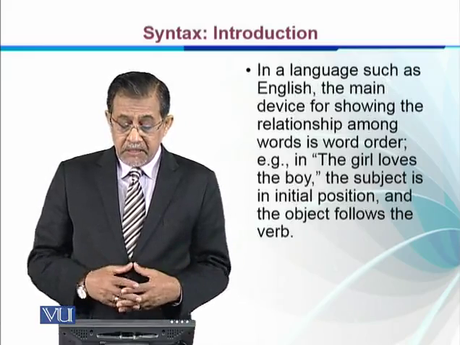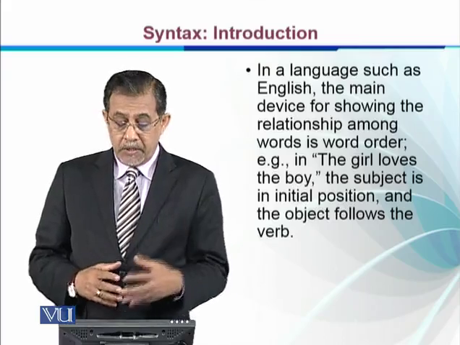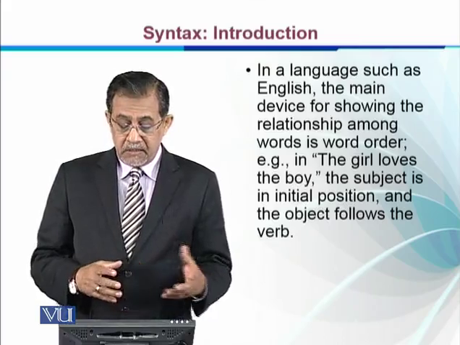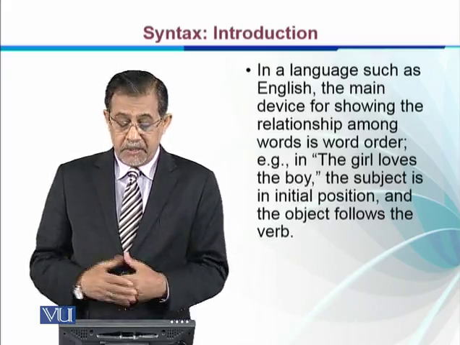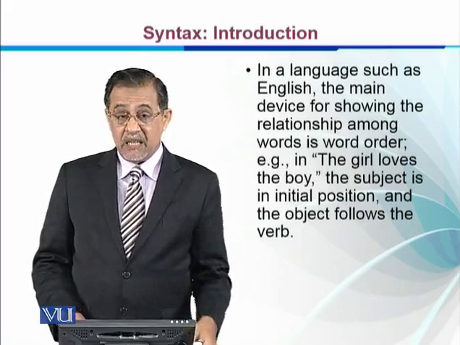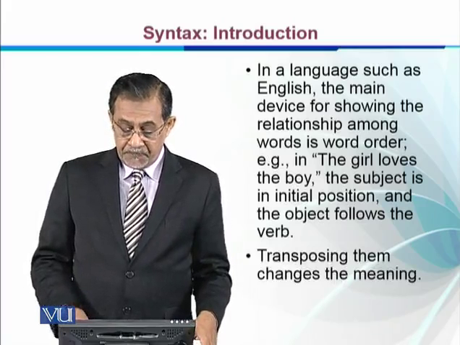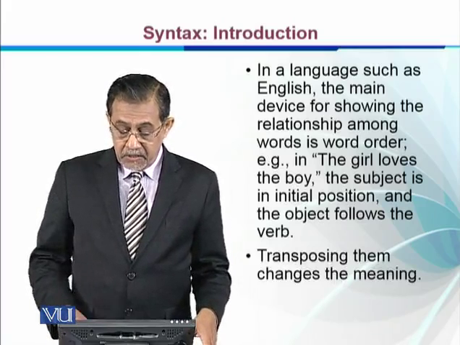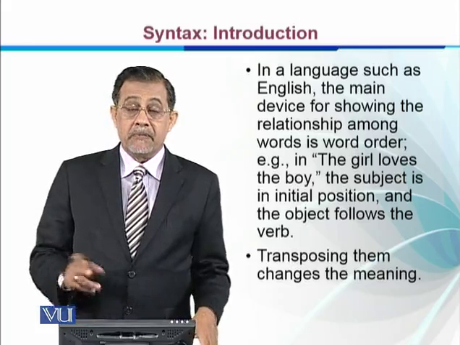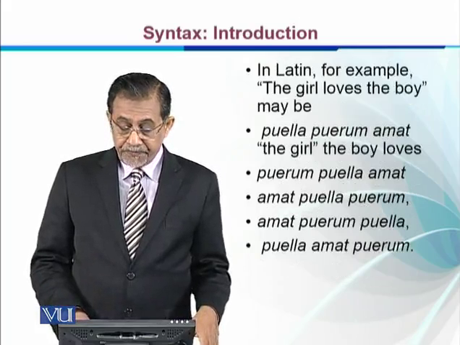Similarly, in a language such as English, the main device for showing the relationship among words is word order. The girl loves the boy. The subject is in initial position and the object follows the verb. But as we just said, it is not the same with certain other languages. In English, transposing them changes the meaning. So if we swap the subject with the object, it changes the meaning to some extent.